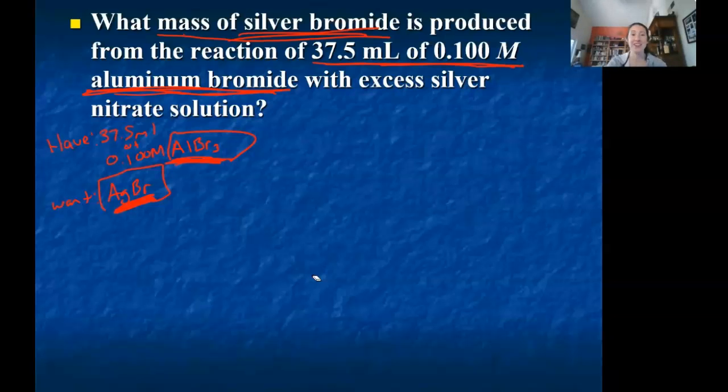So first of all, we need to figure out what are the reactants and what are the products of this reaction. So just loads of fun here. Ideas? Well, if we have AlBr3, that must be one of our reactants. And it says the aluminum bromide reacts with excess silver nitrate, so that must be another reactant.